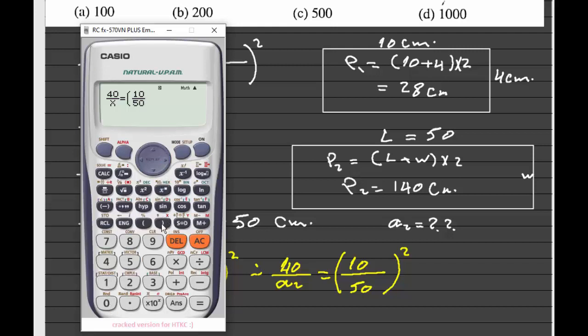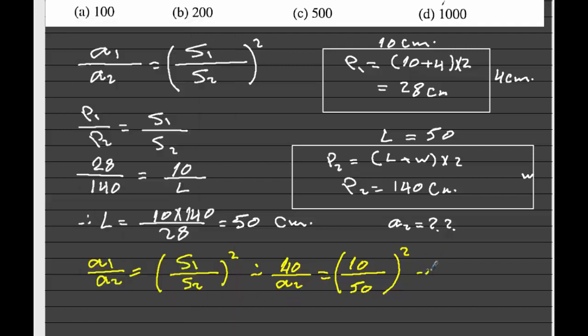Close the bracket, all squared, and shift solve. The result equals 1000, so A2 equals 1000 centimeters squared, and we choose letter D. Here is the solution.